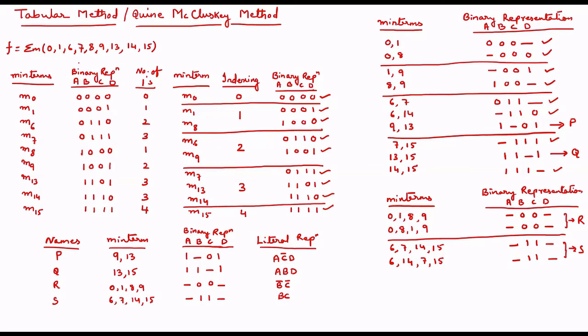Next, how many minterms have 2 ones? That is m6 and m9. So I have selected 2 as indexing and given the binary representation of those. Similarly, the minterms having 3 ones form a single group, and again those with 4 ones form a single group, and their binary representation I have given over here. Once this is done, my first table is over. Then I go for the second table. Forget about this tick mark presently, I will explain what the tick mark is.